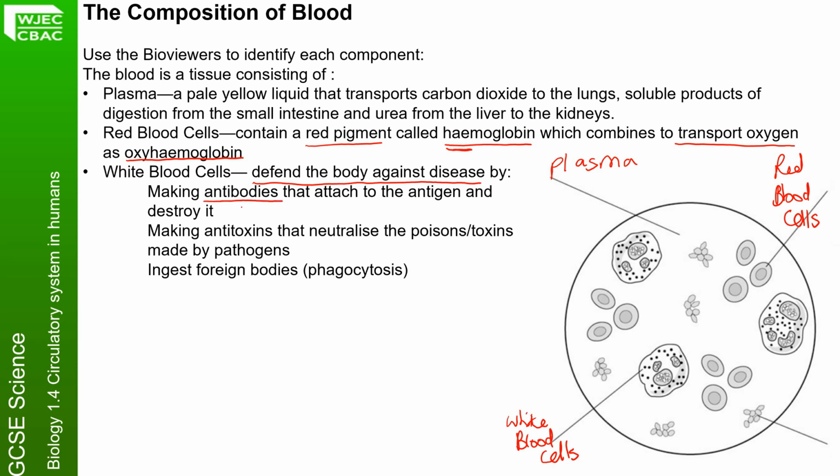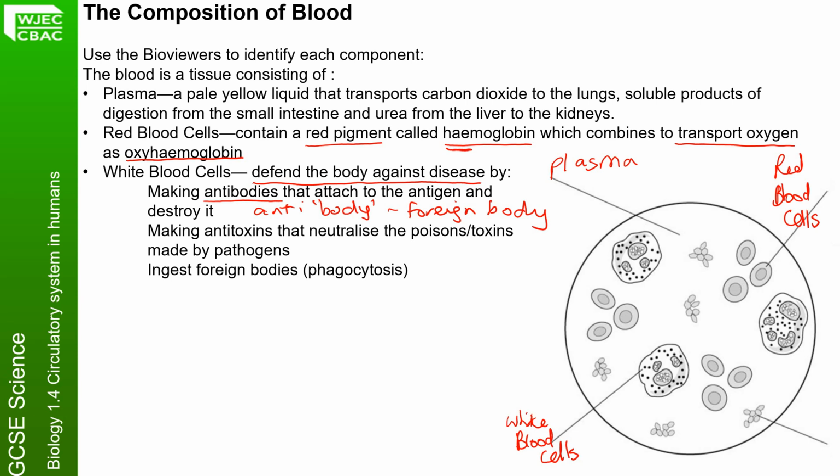Now, that word, if we split it up, anti means against, and body does not mean your body. The body part in this particular case means a foreign body. And a foreign body is anything that enters your body that shouldn't be there. Pollen, dust, microbes like bacteria, viruses like COVID. And we'd like to think that our white blood cells would make these antibodies that are against the foreign body.